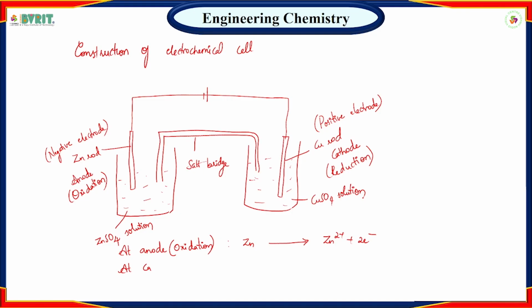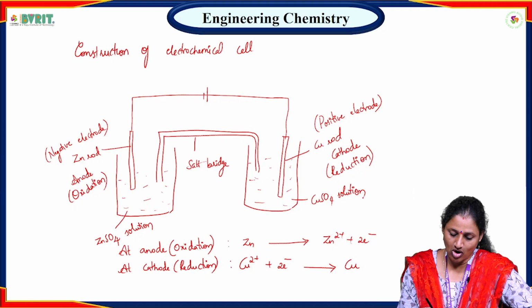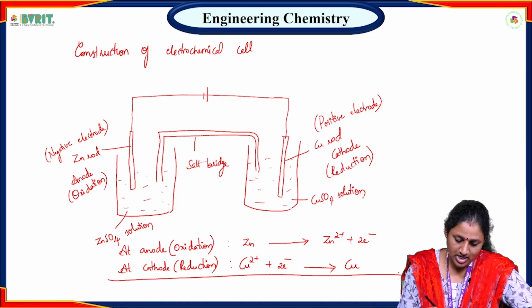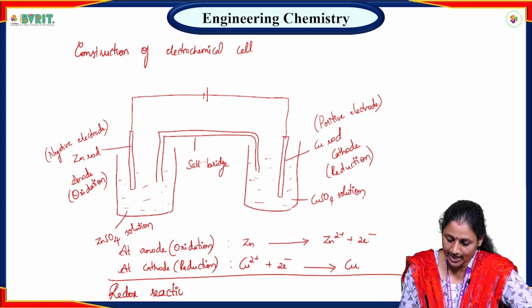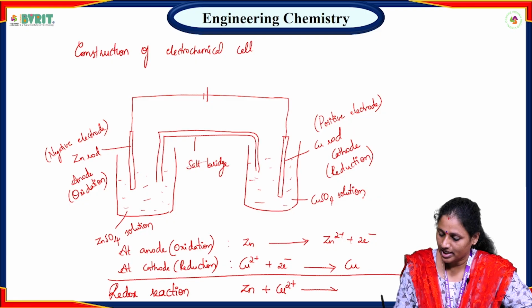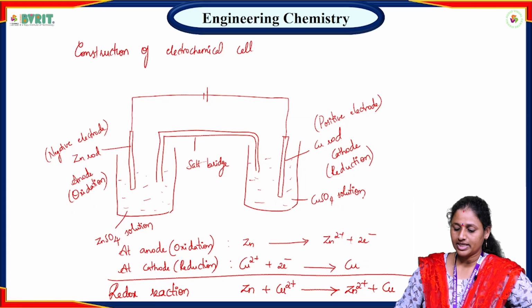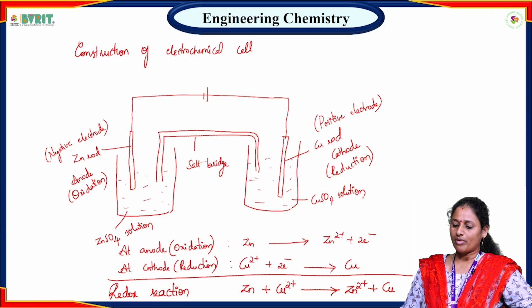And at cathode, reduction takes place. Cu2+ plus 2 electrons gives rise to Cu. So now we can write the overall net redox reaction as Zn plus Cu2+ gives rise to Zn2+ plus Cu. It is a redox reaction.